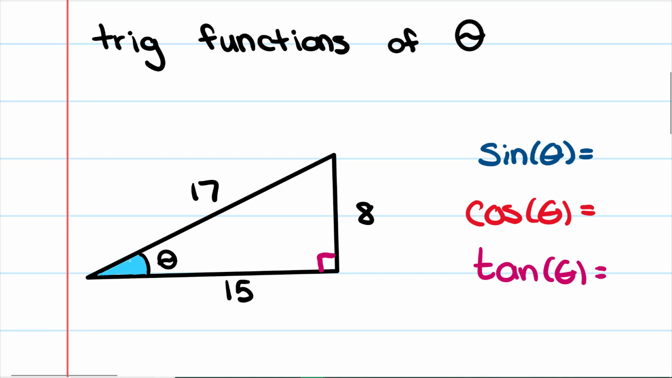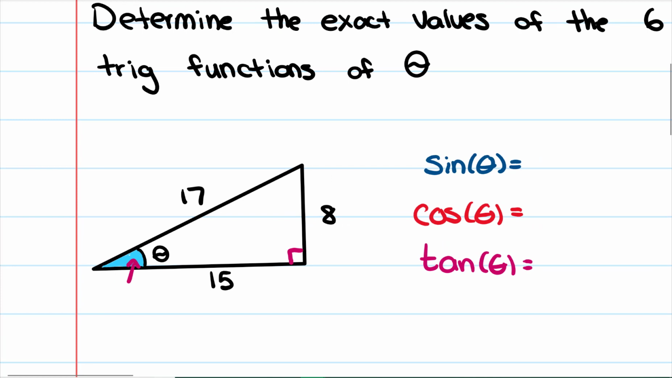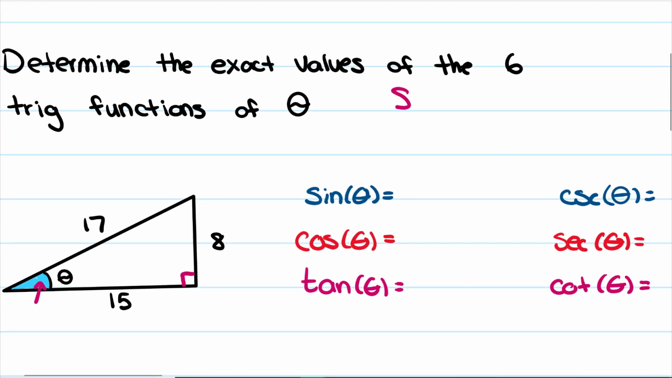So in this example, our theta is right here in this corner, and we're going to go ahead and find sine, cosine, tangent, cosecant, secant, and cotangent. So in order to do this, it really does help to remember SOHCAHTOA. So this makes it really easy because sine is just opposite over hypotenuse.